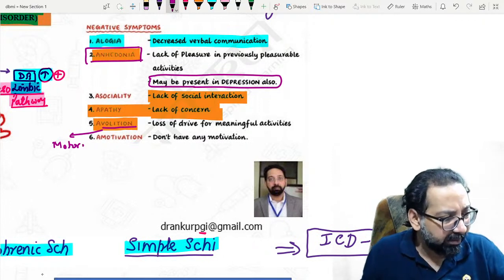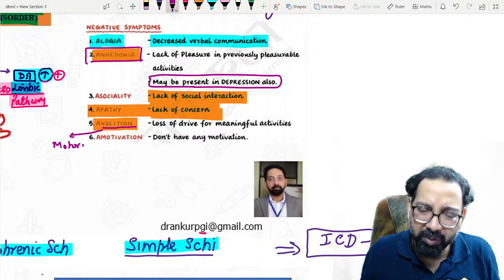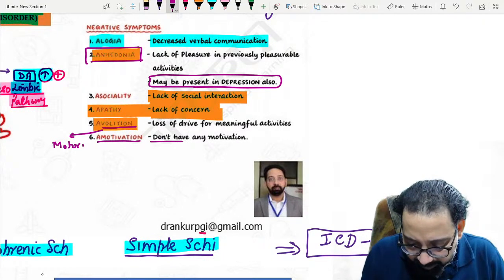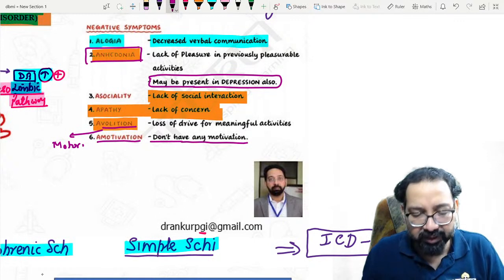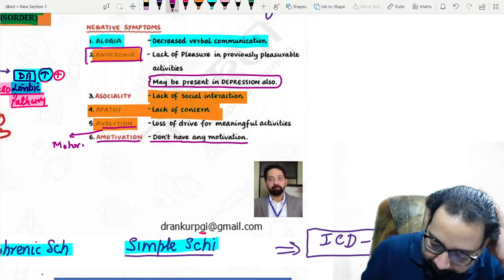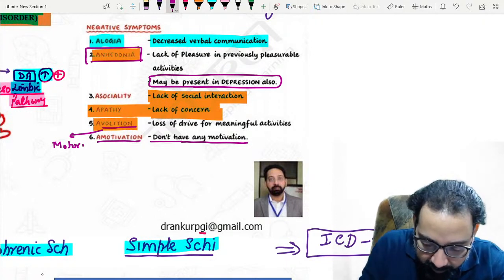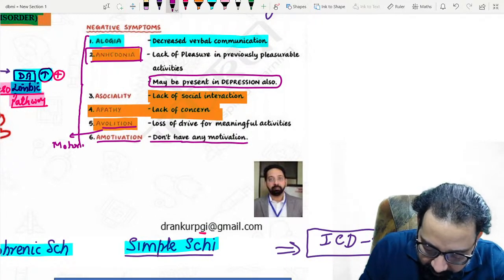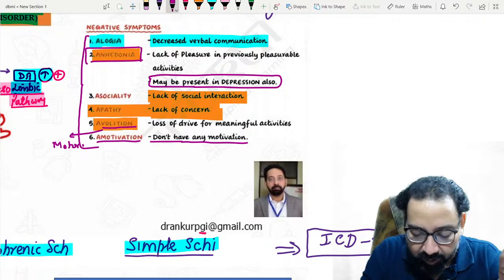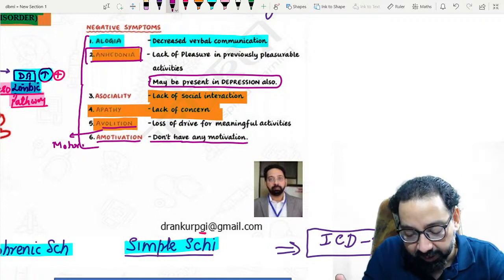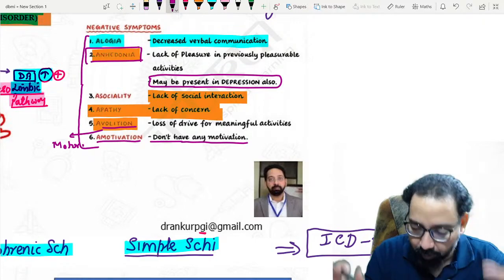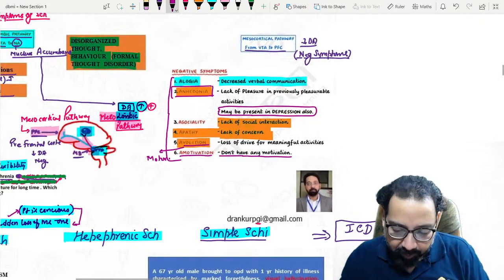Avolition means no motor activity, sitting at one place, no movement, very little movement. Motivation: you have motivation for doing hard work, but a schizophrenic patient may have no motivation. So negative symptoms you can now easily remember. All are starting with A. Alogia, no language, will speak only 2, 3 words. Anhedonia, not getting pleasure. Asociality, would not be social. So these are negative symptoms.